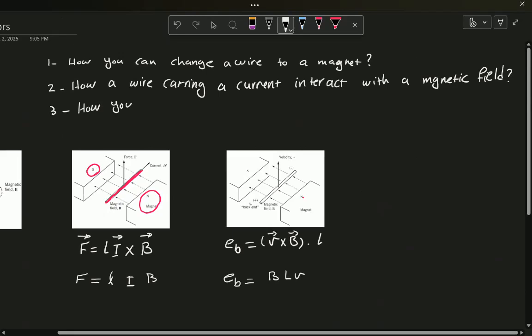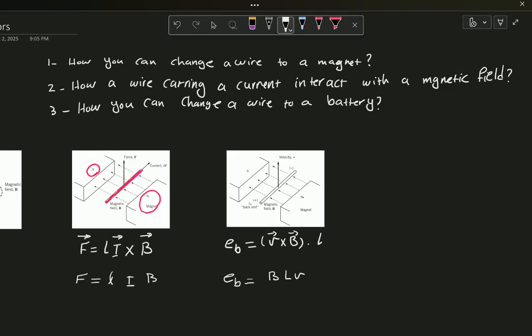How you can change a wire to a battery or a voltage source. Yes? Okay.